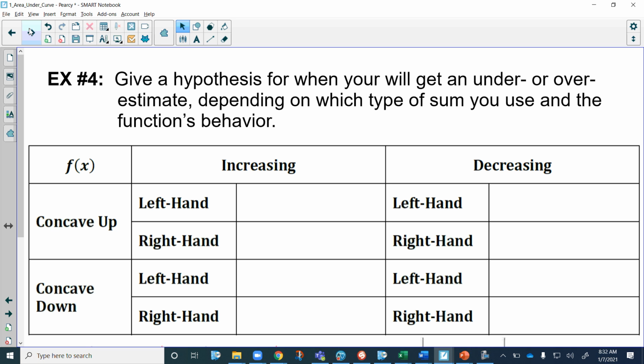Now here, it's asking you to give a condensed idea, a summary, I guess, that's the word I'm looking for, of whether, based on the type of function that you have, being concave up or concave down, and whether that function is increasing or decreasing, you are going to have an over or an underestimate.